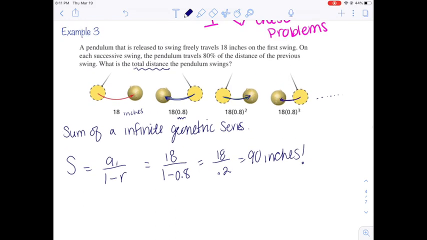So the total amount that pendulum swung was 90 inches.